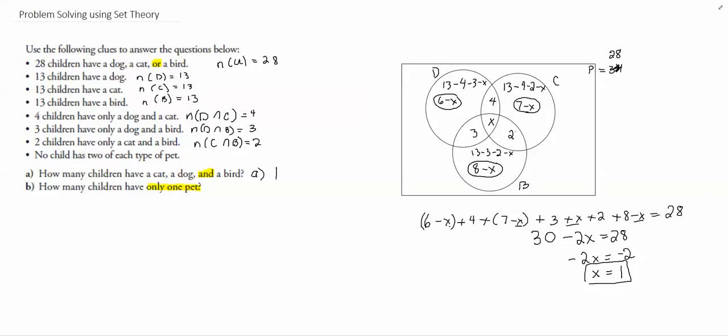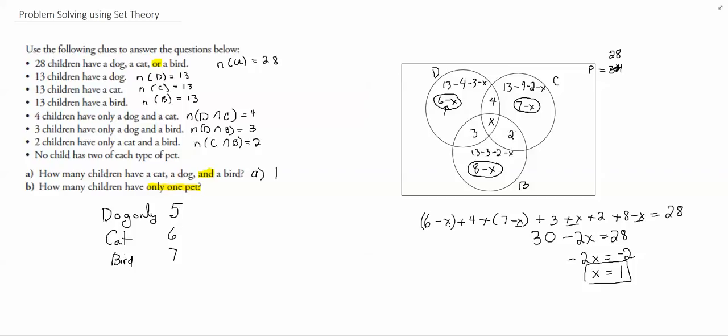Then we want to know how many children have only one pet. So let's find out how many children have a dog only. Well, we know that's 6 minus x, and we've calculated x to be 1. So 5 children have a dog only. The cat only is 7 minus 1, which is 6, and the bird only is 8 minus 1, which gives us 7.